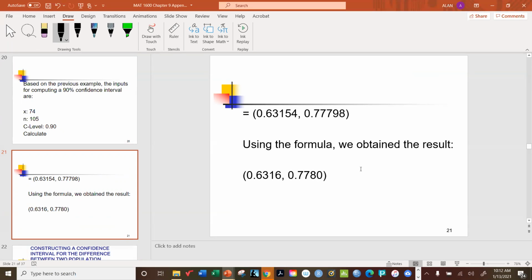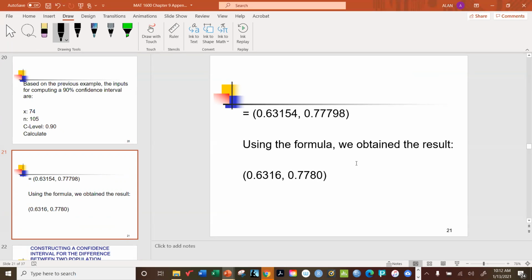Now, there's one more case that we haven't considered yet. What if we're not interested in estimating the proportion for a single population, but what if we're interested in finding out if two different populations have the same proportion? Well, that's a very different situation.